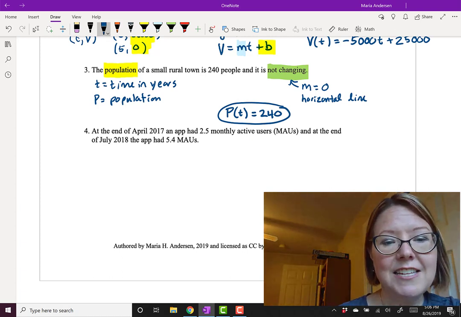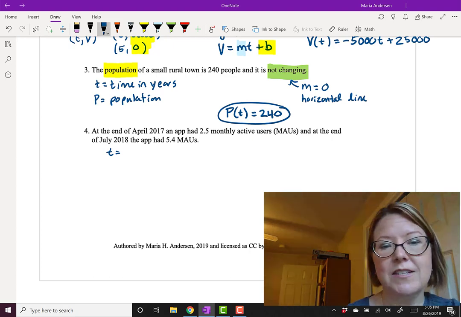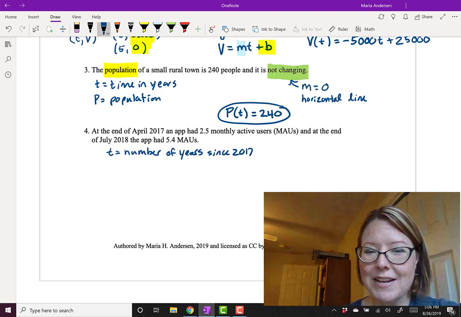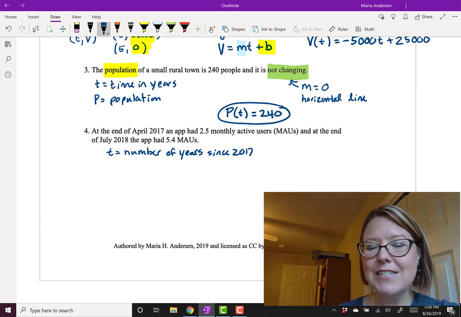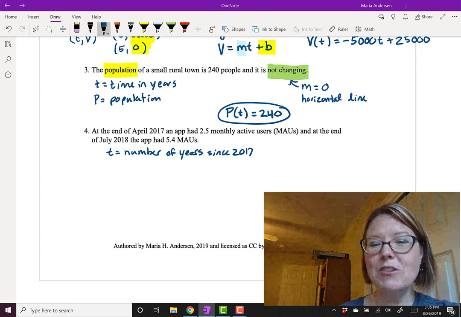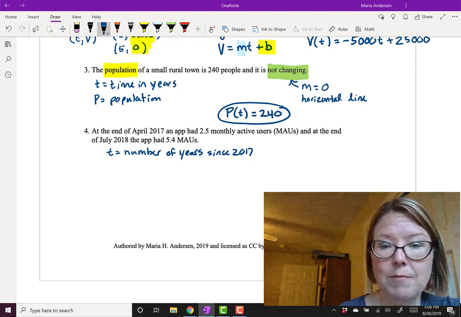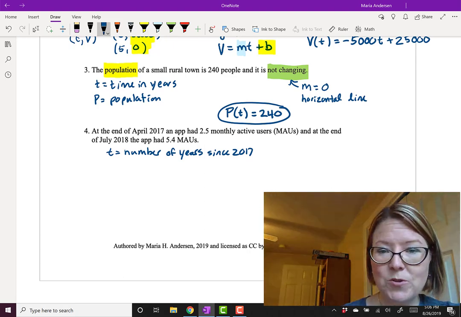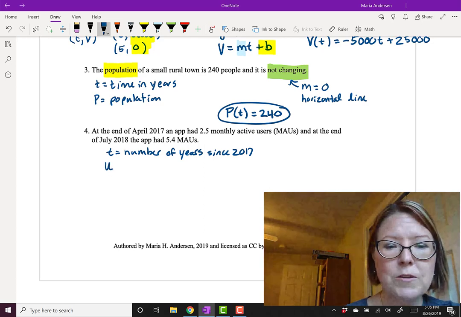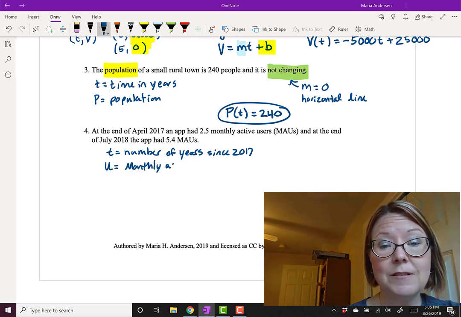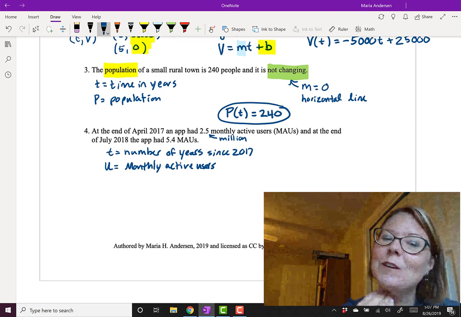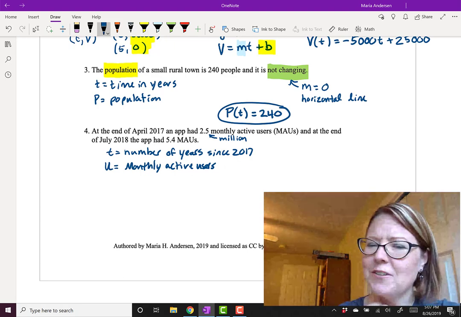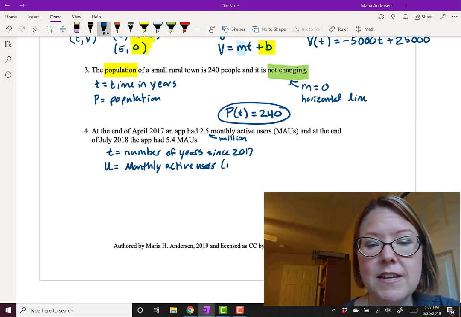Let's just let T be the number of years since 2017. Now I'm choosing 2017 because that's really the start of our problem. I don't want to start in April of 2017 because that makes the counting really hard. So I'm going to start at the beginning of 2017. My other variable is monthly active users. Let's use U, capital U, for monthly active users. Oh, and I just saw a typo in here. This should be 2.5 million monthly active users. 2.5 monthly active users would be kind of weird. So this is monthly active users, and let's say in millions.